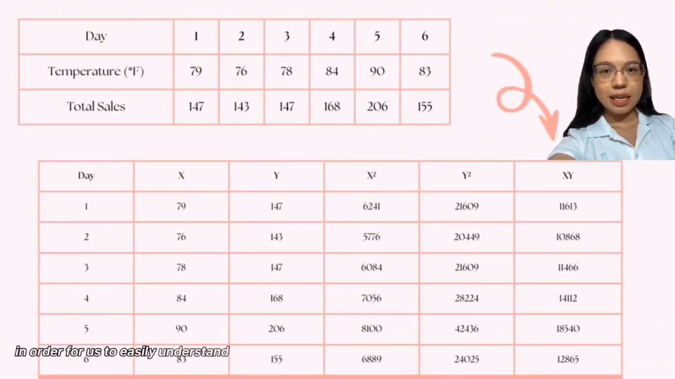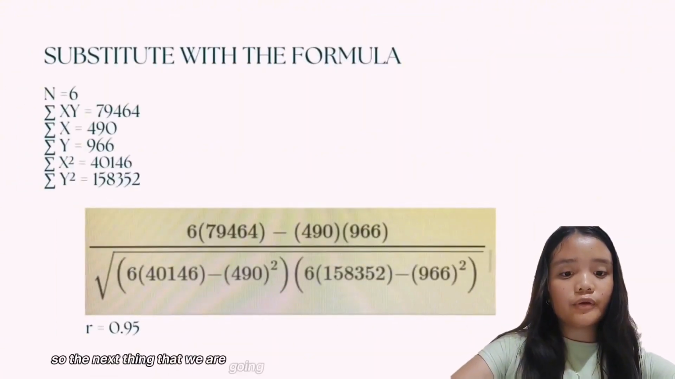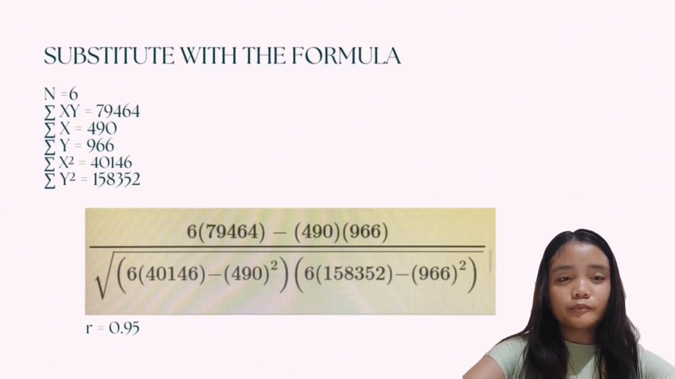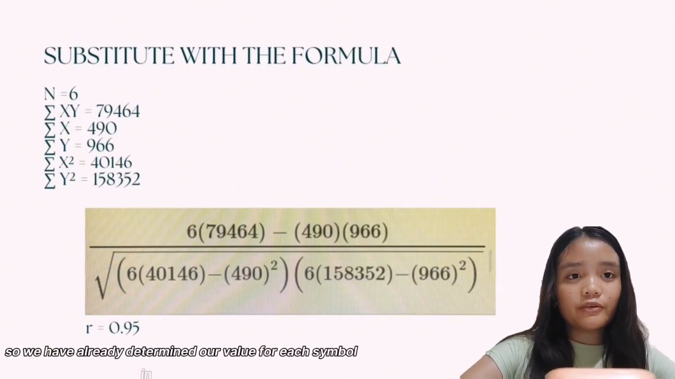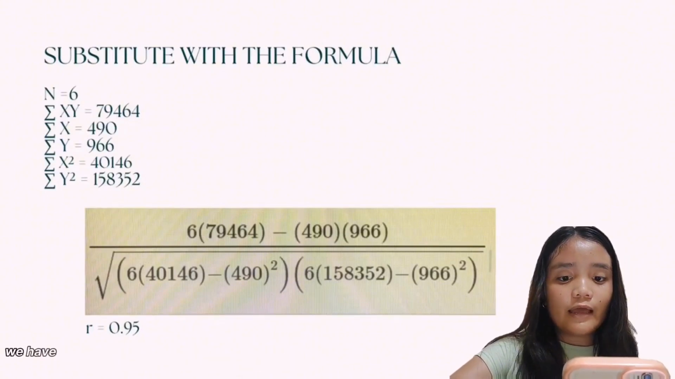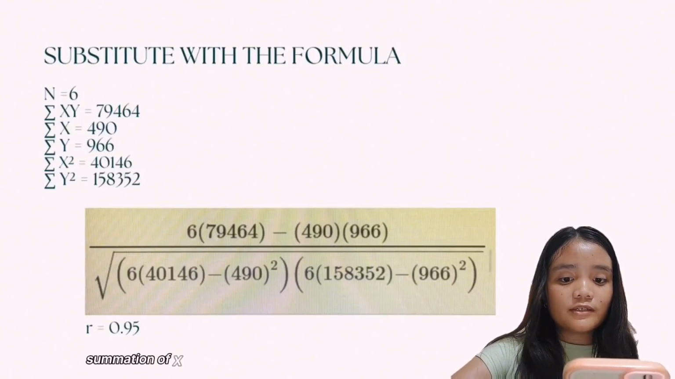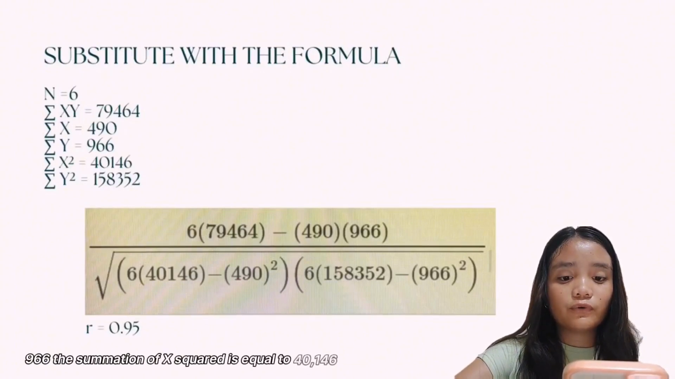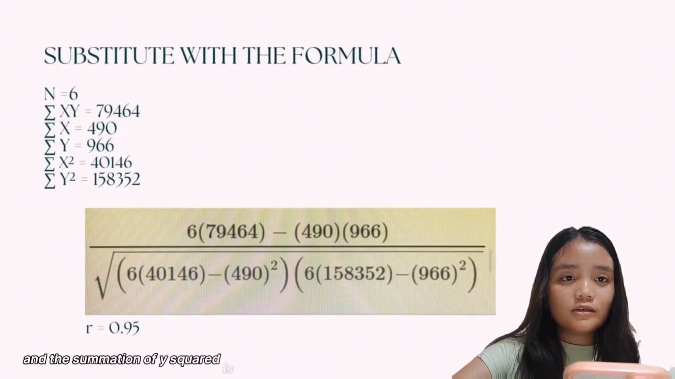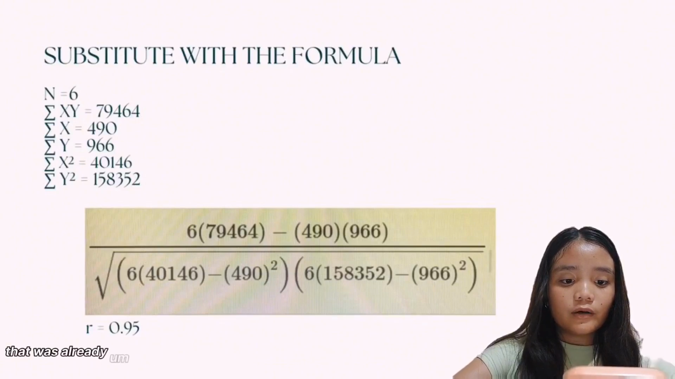In order for us to easily understand and make our data less confusing, it is okay to arrange our table like what you see above. The next thing that we are going to do is substitute our values into the formula. We have already determined our value for each symbol in the formula, so now we are just going to substitute it. In the upper slides, we have n is equal to 6. Summation of XY is equal to 79,464. Summation of X is equal to 490. Summation of Y is equal to 966. The summation of X squared is equal to 40,146, and the summation of Y squared is equal to 158,352, which we can see here was already inputted in our formula.